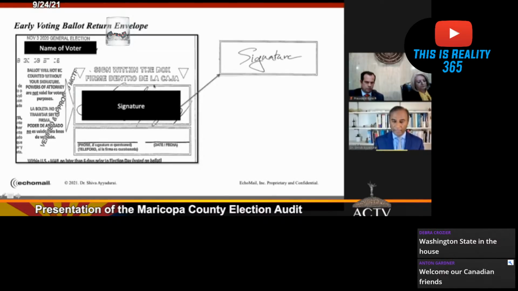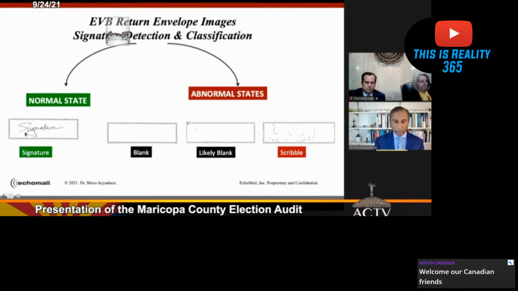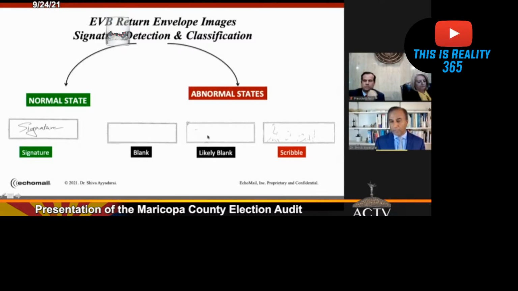You have an image, you have upper left the name of the voter, and here you have the signature. And we were asked as a part of the scope of this audit not to look anywhere else, but to look in this signature region and to look to see if there was a normal state, a signature there, or the abnormal states: blanks, split into two, and I'll talk about more in detail, a complete blank or likely blank, or what we call a scribble.